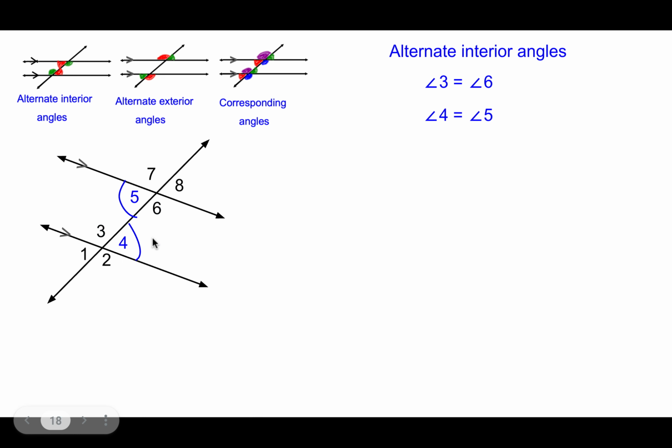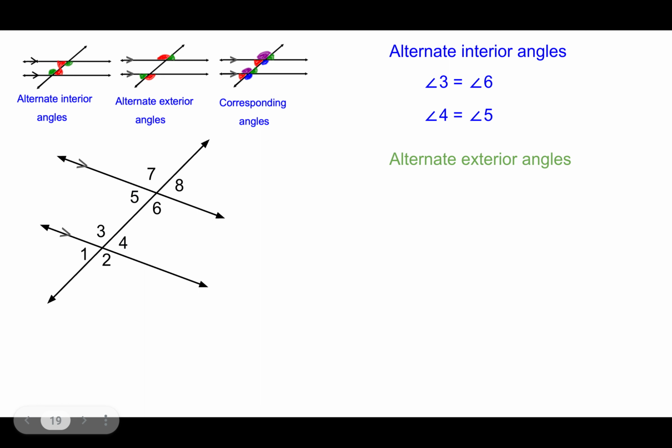Now let's look at our different types of interior, exterior, and corresponding angles. So let's look at an alternate interior angle. So if I look at 3 and 6, those would be alternate interior angles. Again, they're on the inside of the parallel lines on opposite sides of the transversal. We also have angle 4 and angle 5 inside the parallel lines but on opposite sides of the transversal.